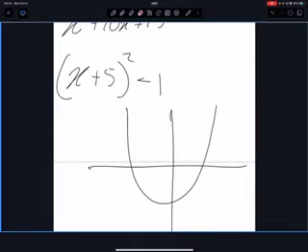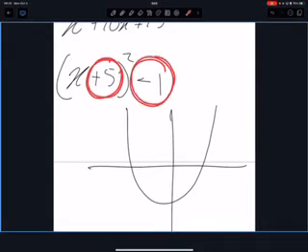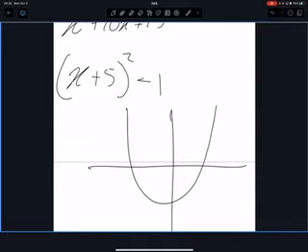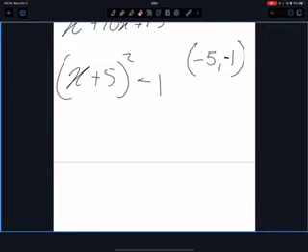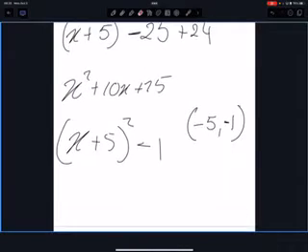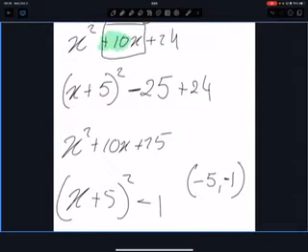The coordinate of the minimum is at, this is the x value, and this is the y value. So it's at minus 1. If it's positive inside, the x value is negative. If it's negative inside, the x value is positive. So let's sketch this particular quadratic equation.